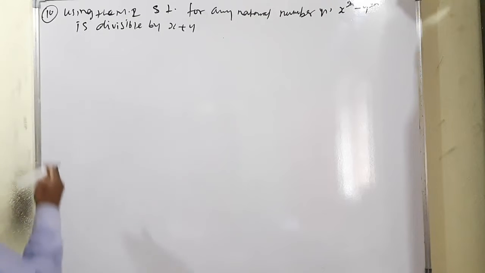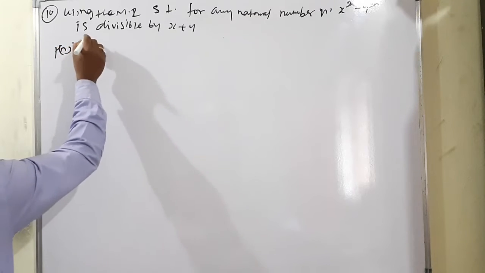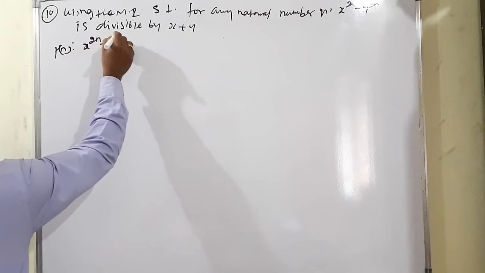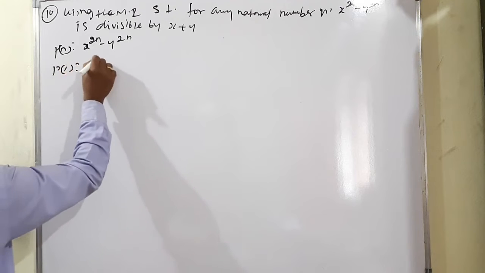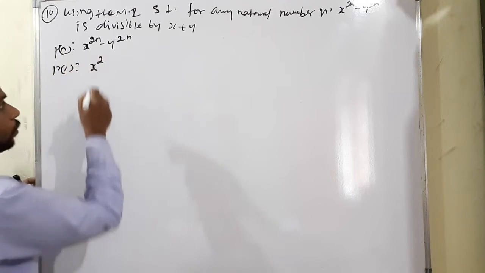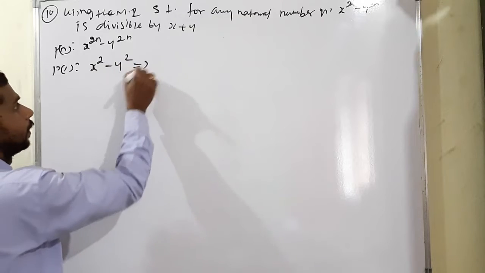Okay, the condition for the first P of n. So P of n, what is the meaning? x to the power 2n minus y to the power 2n. So P of 1 means what will happen? x to the power 2 into 1, we can write it as x squared, minus y to the power 2 into 1, y squared will come. This is actually one formula.